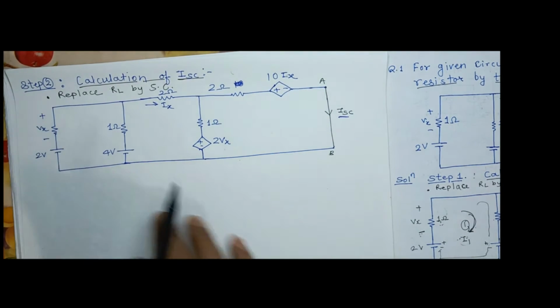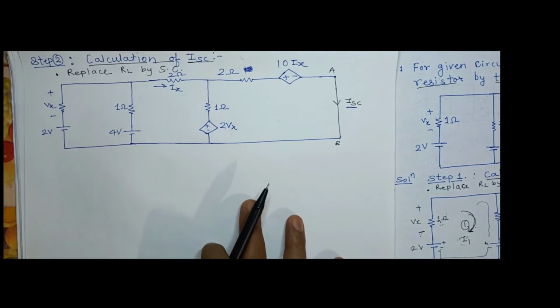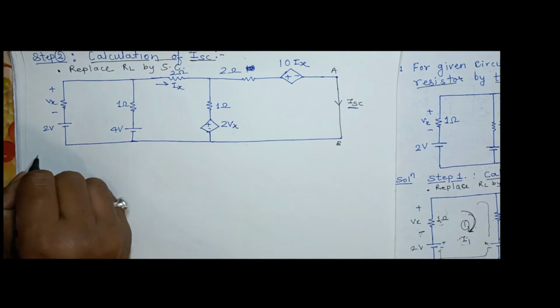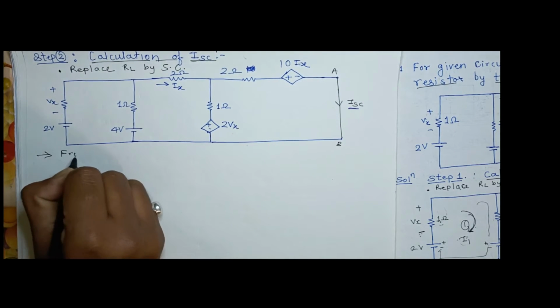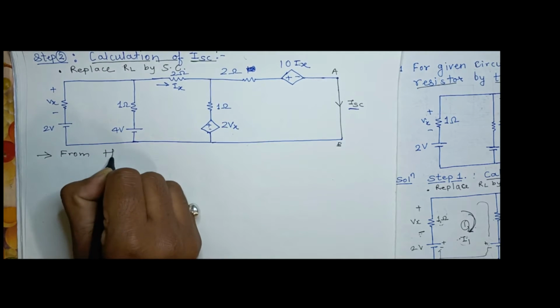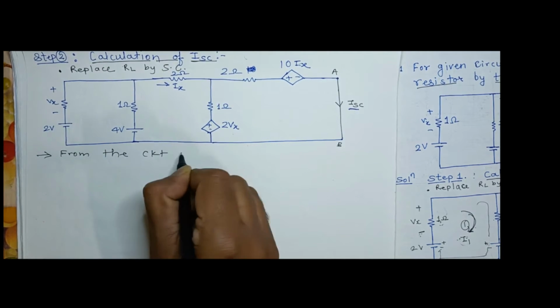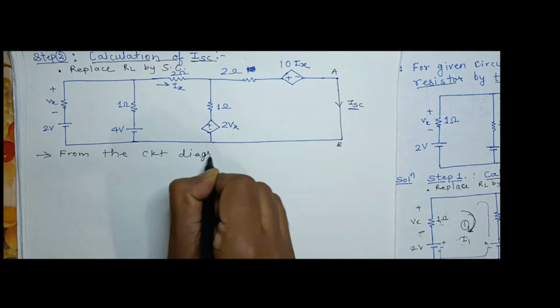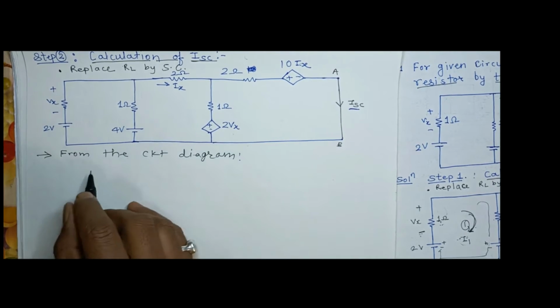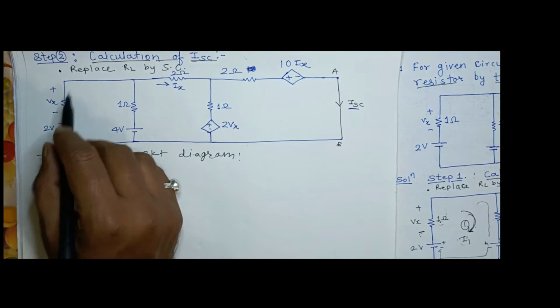Now again, the same steps we have to follow. Whatever parameters we can directly note down from the circuit diagram, we have to note down. So from the circuit diagram, Vx equals to, you can see first.